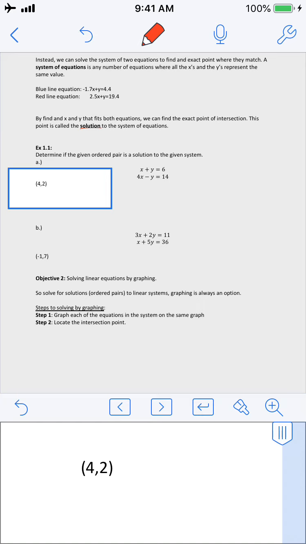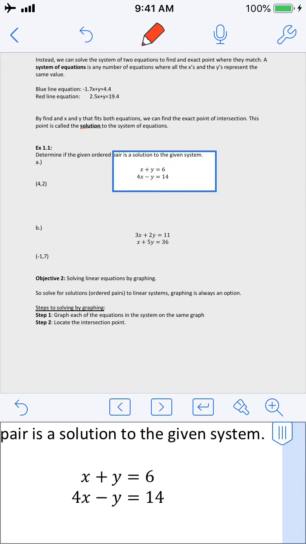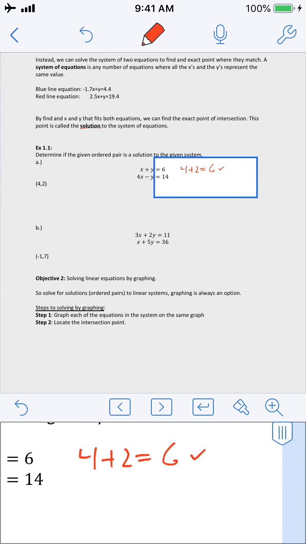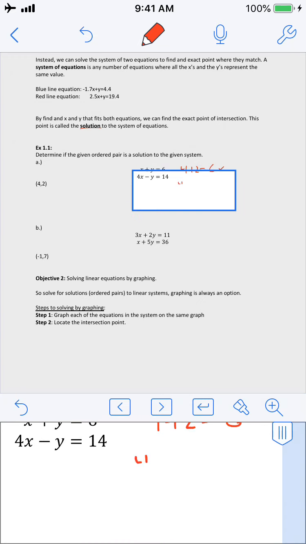How would we test whether (4, 2) was a solution to both these equations? That's easy, just plug them in, right? Let's see if they work in both. So 4 plus 2 does indeed equal 6, check, good. And x equals 4 minus 2.